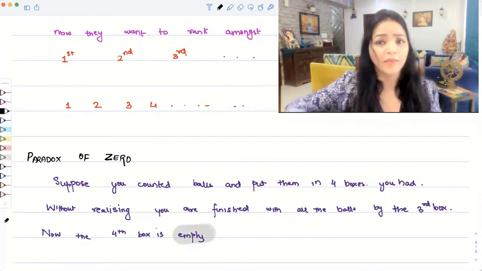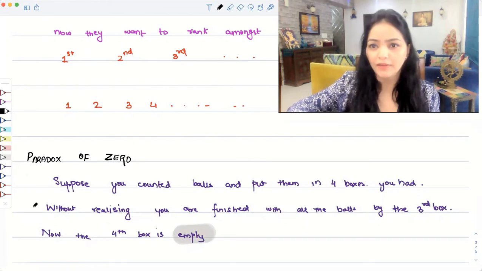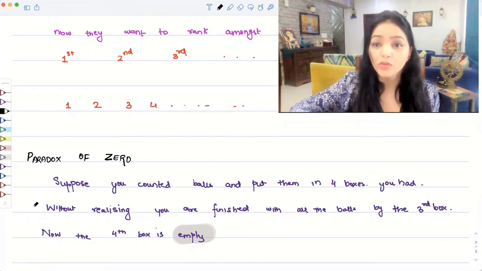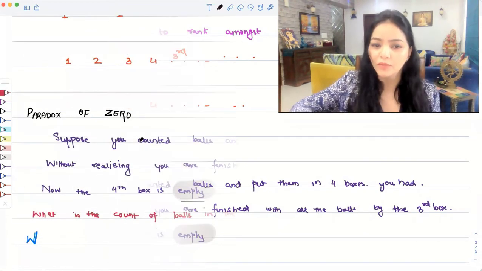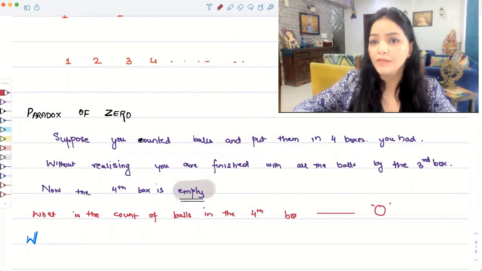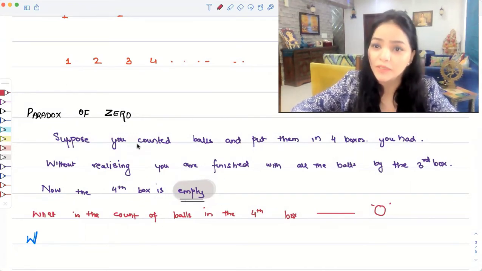So, if I may now ask you, how many balls are there in the 4th box? What will be the answer? The answer will definitely be 0, right? So here comes the importance of 0. It's the count of balls in the 4th box. It is 0, and that's signifying that the 4th box is actually empty.